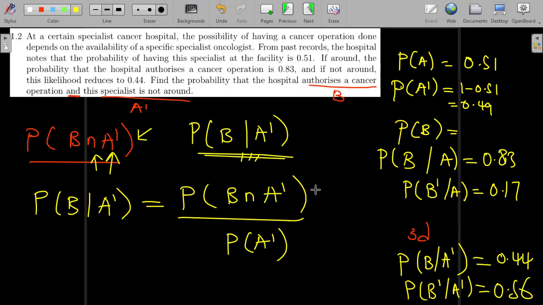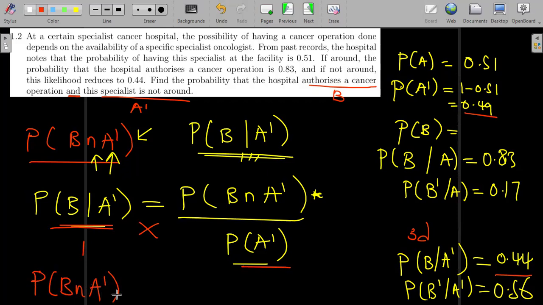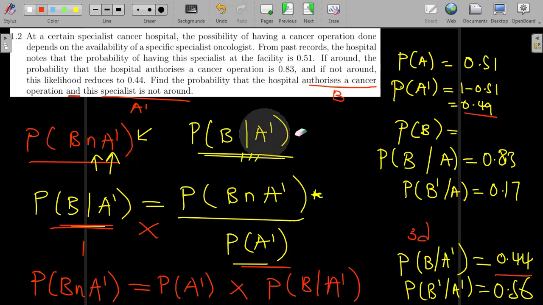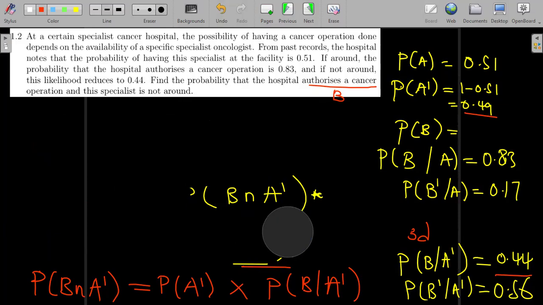Here we want to find this because we don't have it, but we have this and we also have this. We can check what we have here. The probability of this, we have it there. The probability here, we have it there. So we can use those. We're going to say this one divided by 1, cross multiply. So the probability of B intersection A complement is equal to the probability of A complement multiplied by the probability of B given A complement. That will be our desired probability.